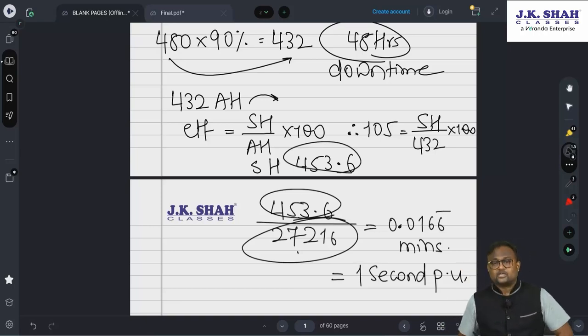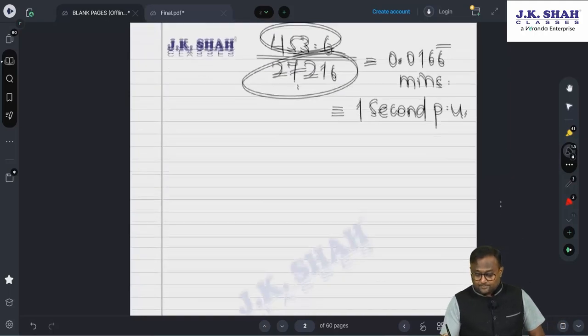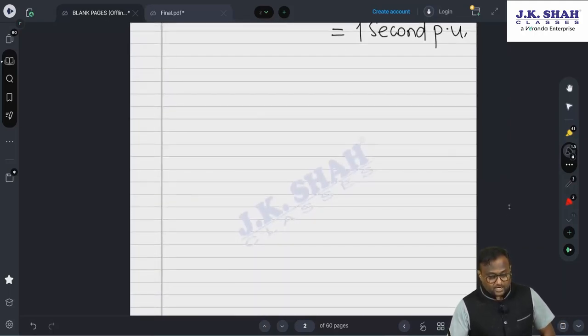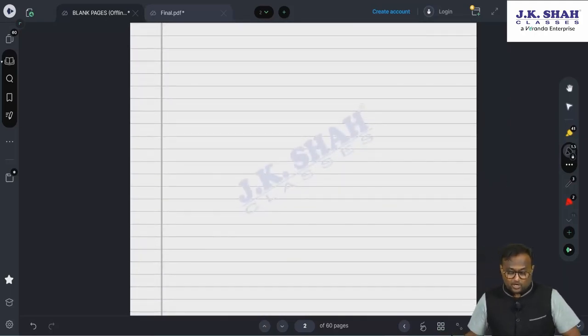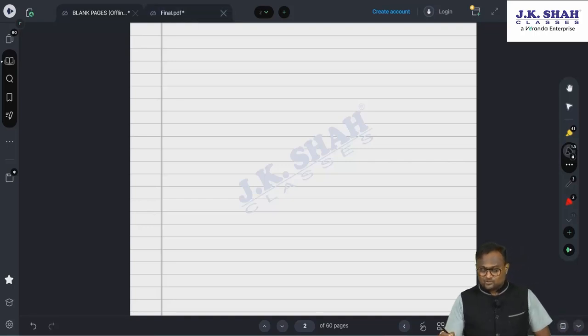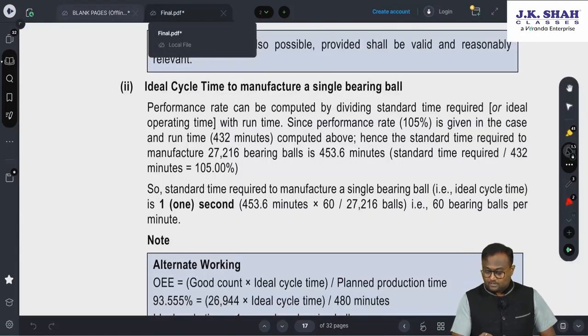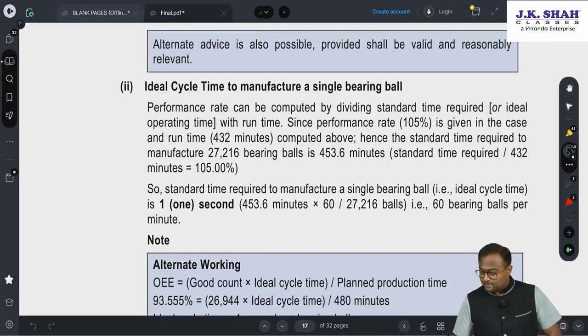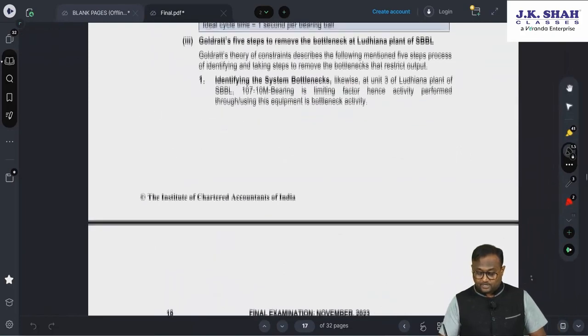That's my second part. And in the third part, they have asked us to find out 5 steps to remove the bottleneck. It's very simple. They have mentioned this already. This is a theory part, so we can directly refer to it from the material.